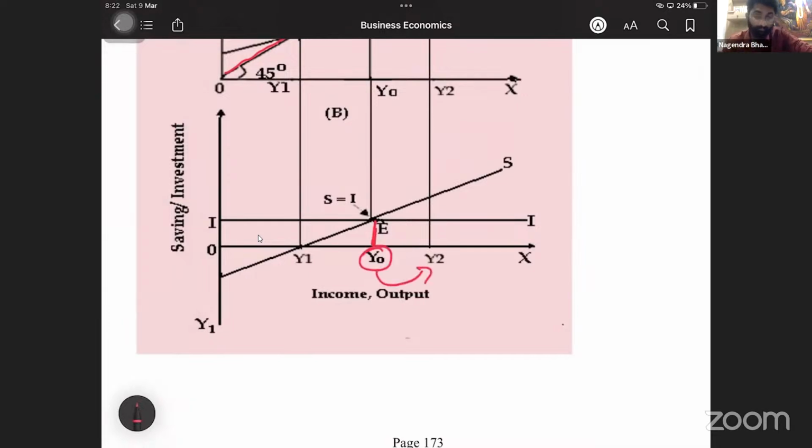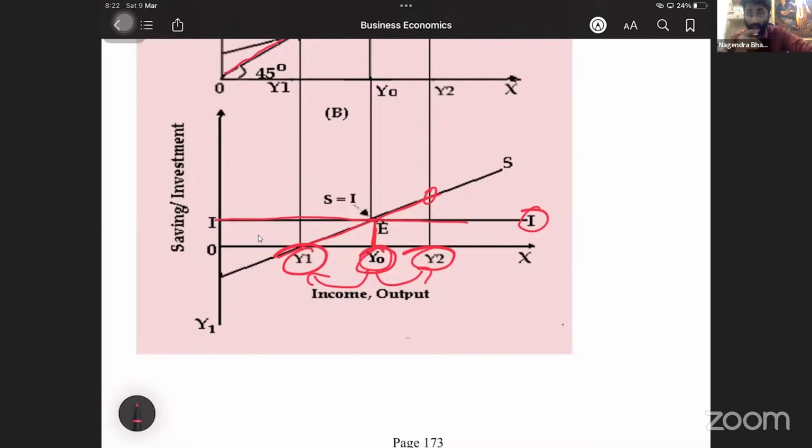Above this income, the investment line lies below savings. That means savings is more. Below this income, investment is more than savings. That means both are not equilibrium. This is not equilibrium. This is also not equilibrium. Which is equilibrium, sir? Only Y0.